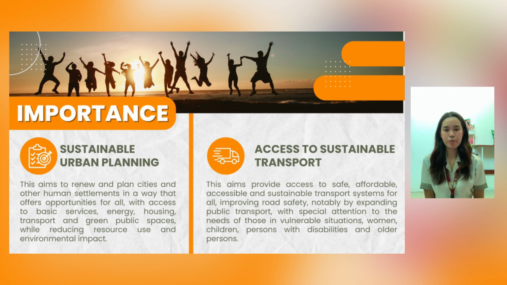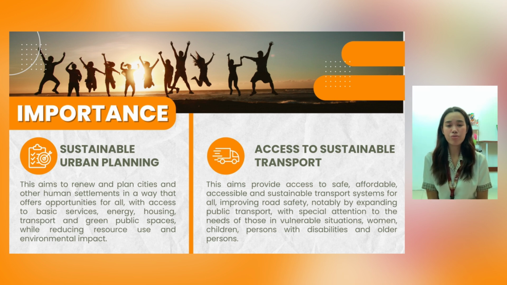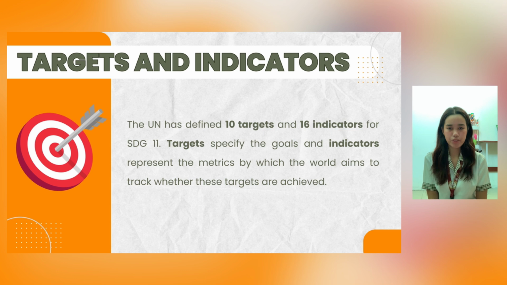Another critical aspect of SDG 11 is improving access to safe and sustainable transport systems. This goal emphasizes road safety and expanding public transport, particularly for vulnerable groups like women, children, and elderly, and persons with disability. Now we move on to targets and indicators.